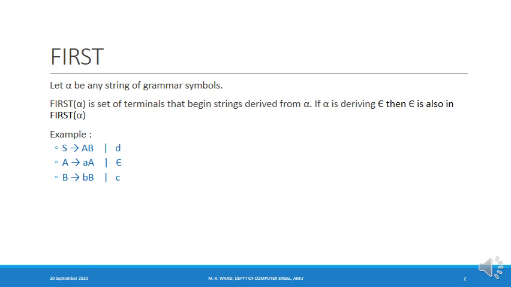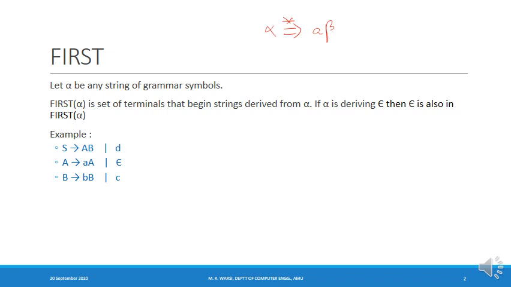Let's say I start the derivation from alpha. In 0 or more steps of the derivation, if I am able to derive the string small a beta, since this is beginning with terminal symbol small a, small a will be there in the first of alpha.